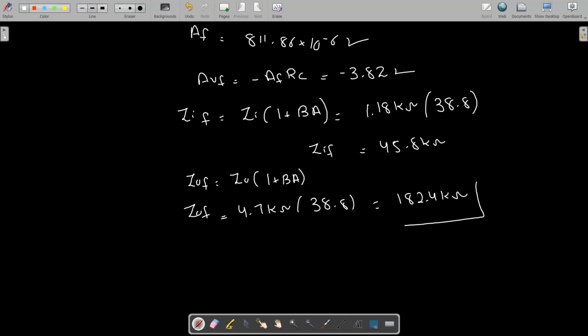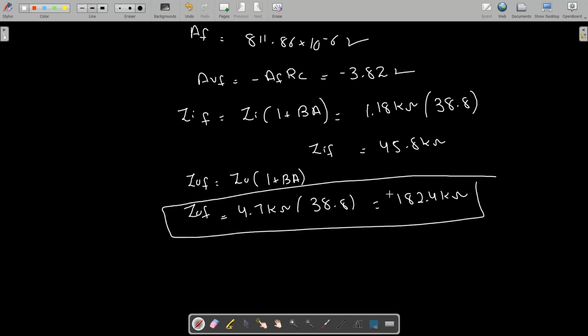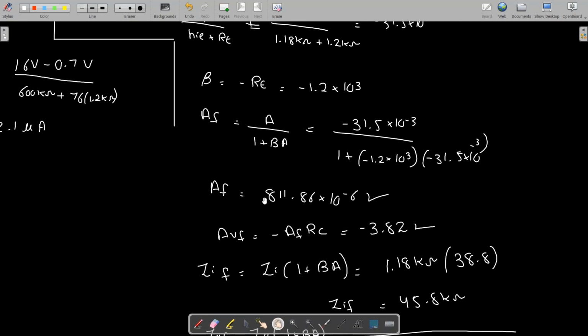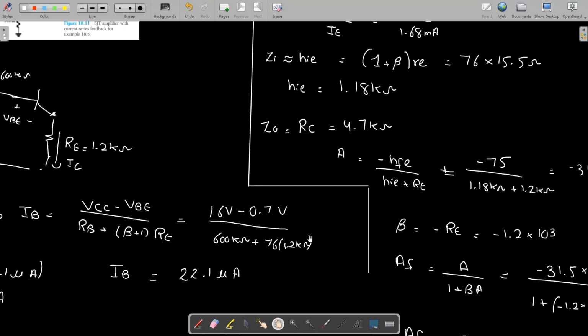So we have found out what was required. We found the output impedance with and without feedback, the input impedance with and without feedback, and gain with and without feedback.